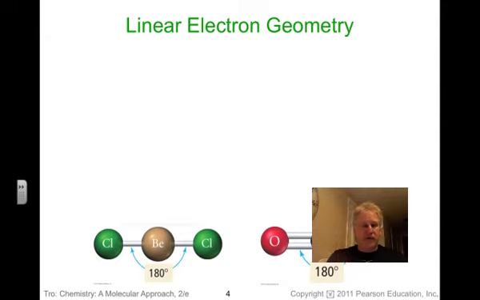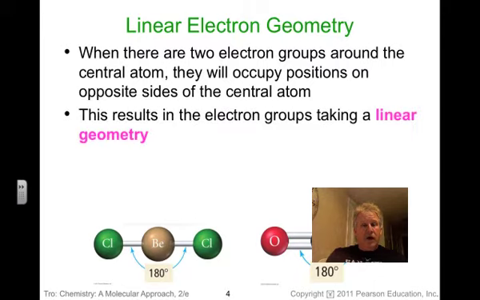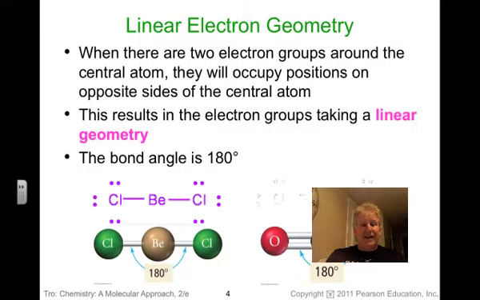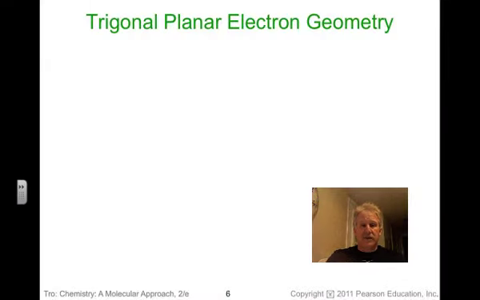So the first thing we're going to look at is linear geometry. Pretty straightforward, right? You have two things attached to a central atom, something like BeCl2 or CO2, with 180-degree angles from one bond to the other. That's the geometry that any linear structure is going to take.